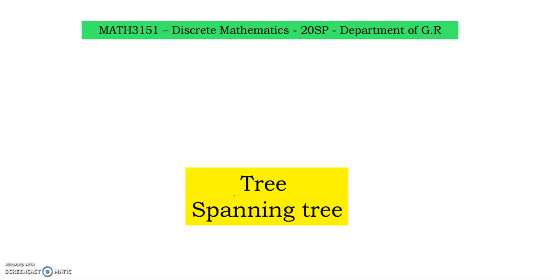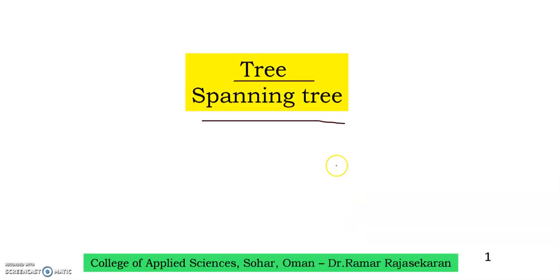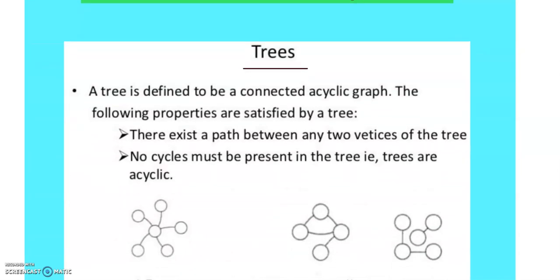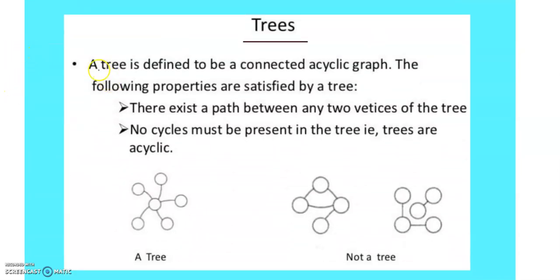Dear students, in this video we are going to see tree and spanning tree. What is a tree? A tree is defined to be a connected acyclic graph. The following properties are satisfied by a tree. There exists a path between any two vertices of the tree.